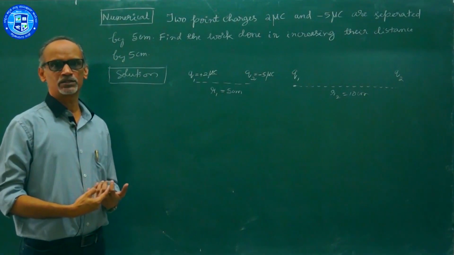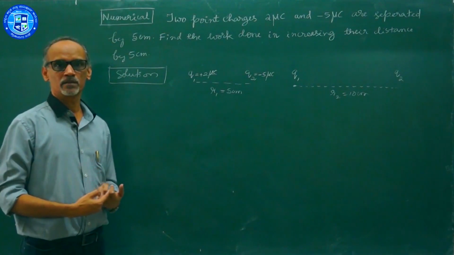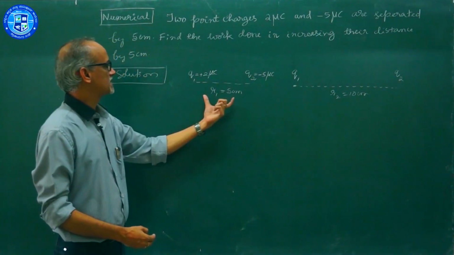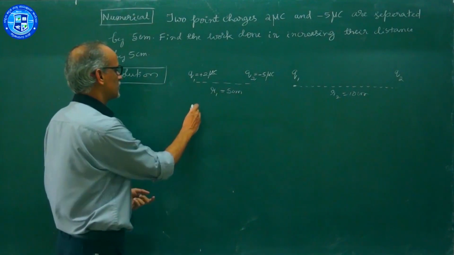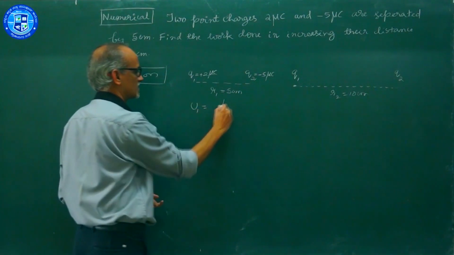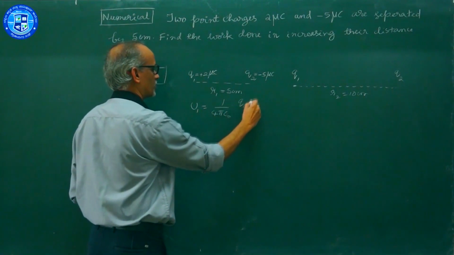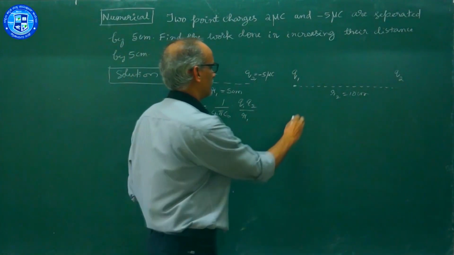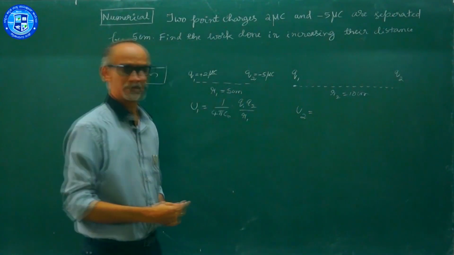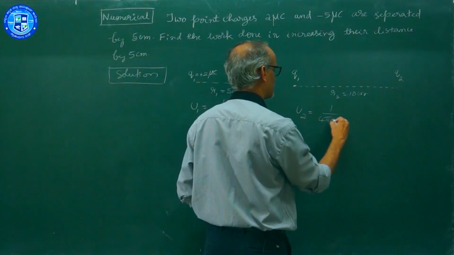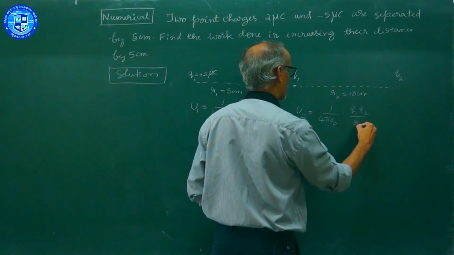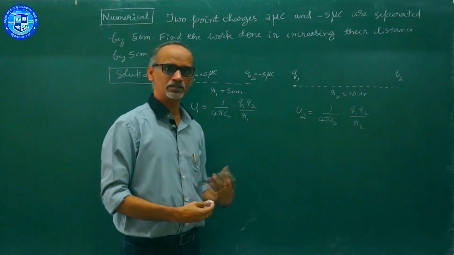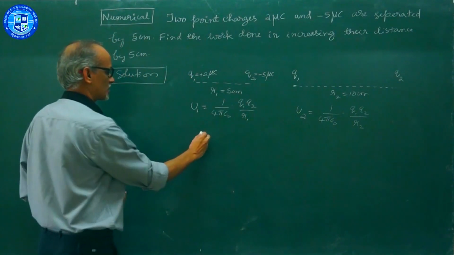As we know, according to the work energy theorem, work done in this case is always a measure of the change in the energy of the system. So when 2 charges are separated by a certain distance, we can calculate the potential energy stored in the system of charges. That's U1 equal to 1 by 4 pi epsilon naught, product of the charges, and then the separation. When they are further increased by 5 centimeter, we can again calculate the new energy stored in the system. That is U2 equal to 1 by 4 pi epsilon naught Q1 Q2 by R2. Once we know the initial energy and the final energy, the difference in the energy will give you the work done. So let's calculate the initial energy.